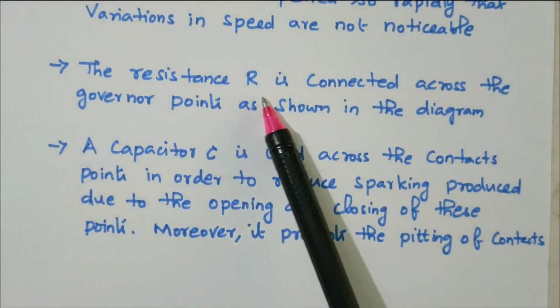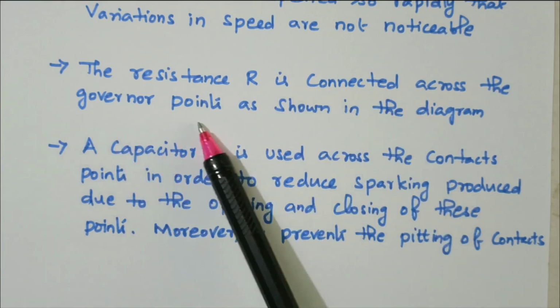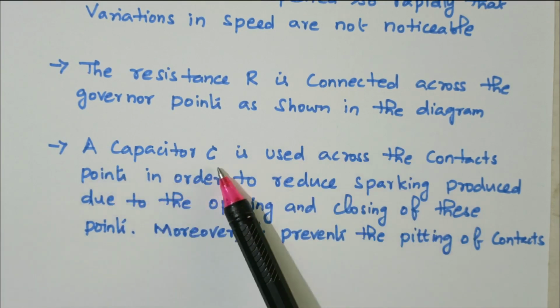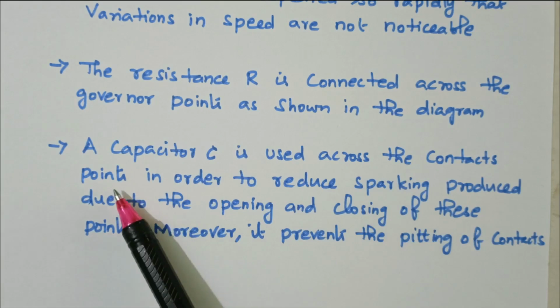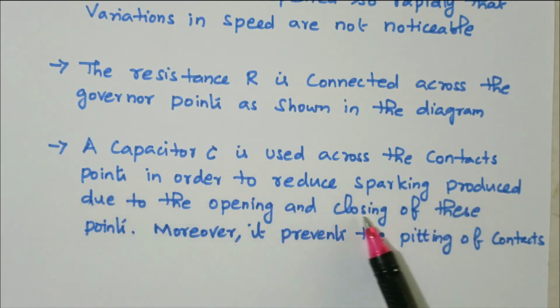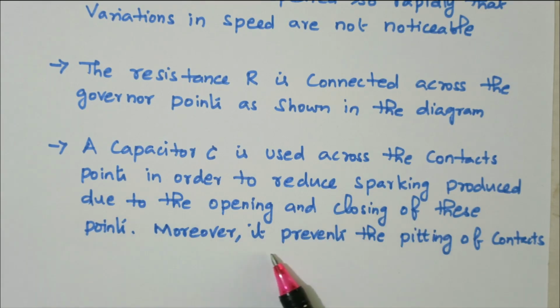The resistance R is connected across the governor point as shown in the diagram. A capacitor C is used across the contact point in order to reduce the sparking produced due to opening and closing of the point. Moreover, it prevents the pitting of contacts.